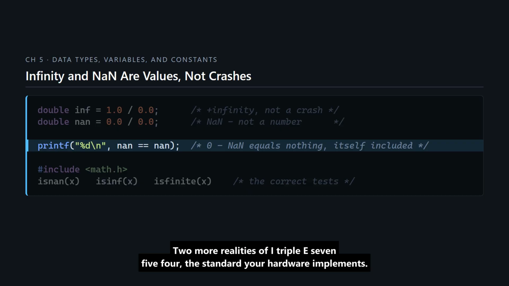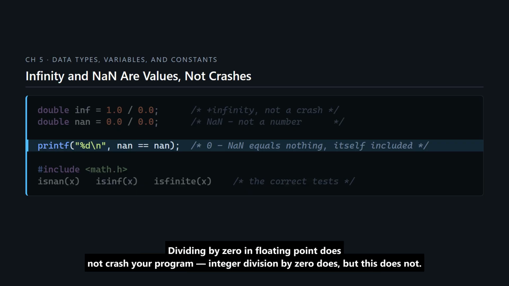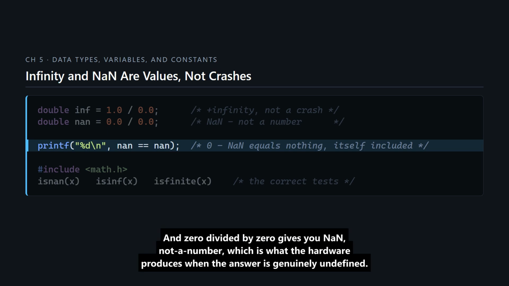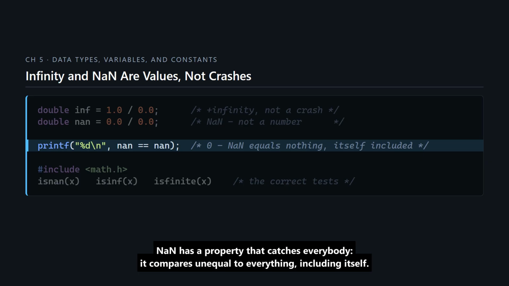Two more realities of IEEE 754, the standard your hardware implements. Dividing by 0 in floating point does not crash your program. Integer division by 0 does, but this does not. It gives you infinity, a real value you can carry around, compare, and print. And 0 divided by 0 gives you NaN, not a number, which is what the hardware produces when the answer is genuinely undefined. NaN has a property that catches everybody. It compares unequal to everything, including itself.